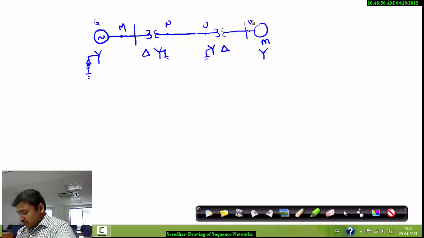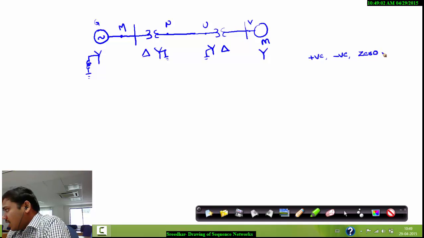Suppose they give the circuit like this and ask you to draw the three networks: one is the positive sequence network, another is the negative sequence network, and the other is the zero sequence network. As you know already about these sequence networks, I am drawing directly because in the last class you studied how to draw the positive sequence network for the alternator, transformer and the transmission line. The same we are applying here.